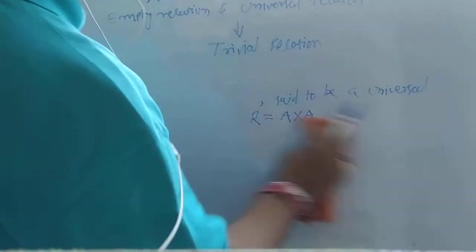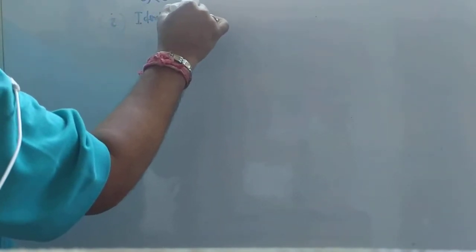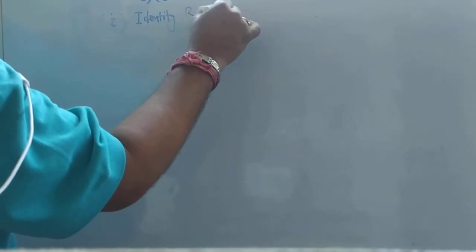Okay, now let us discuss another type of relation, that is identity relation. Okay, don't worry, whatever I am writing on the whiteboard, I will send you the same screenshot or that PDF file, you can make notes.